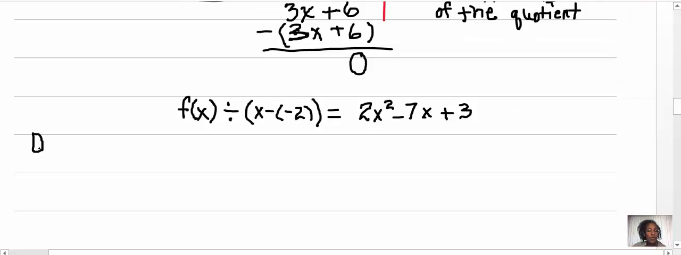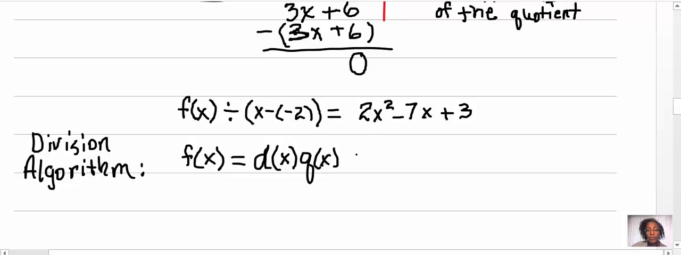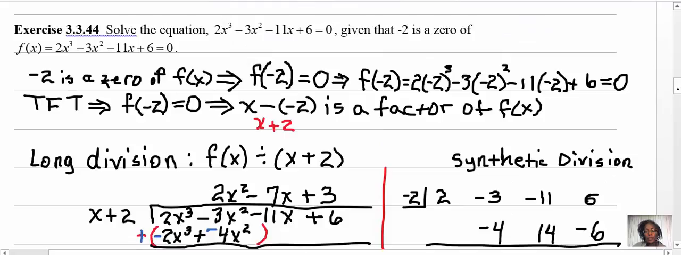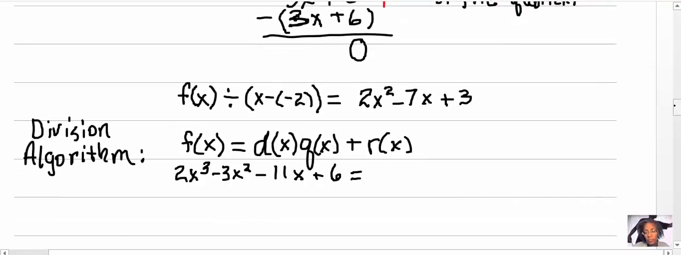Now the division algorithm tells us that f of x is equal to my divisor times my quotient plus my remainder. So remember that f of x was 2x cubed minus 3x squared minus 11x plus 6. So my function was 2x cubed minus 3x squared minus 11x plus 6.